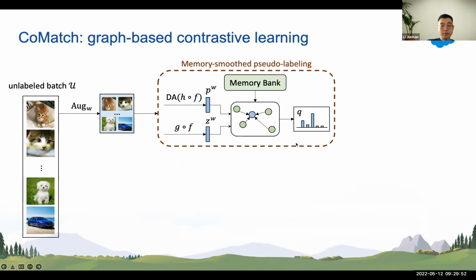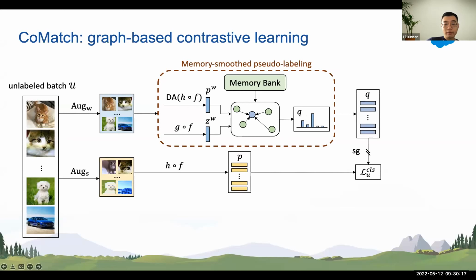Okay. And the second objective is this graph-based contrastive learning, which is how we use the pseudo labels to improve the embeddings. Right? So in the previous slides, what we show is how we use the embeddings Z to improve Q. And next, I will show how to use Q to improve Z.